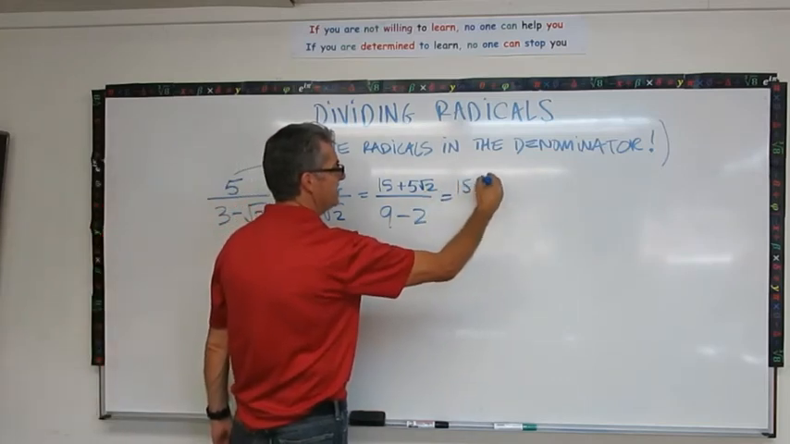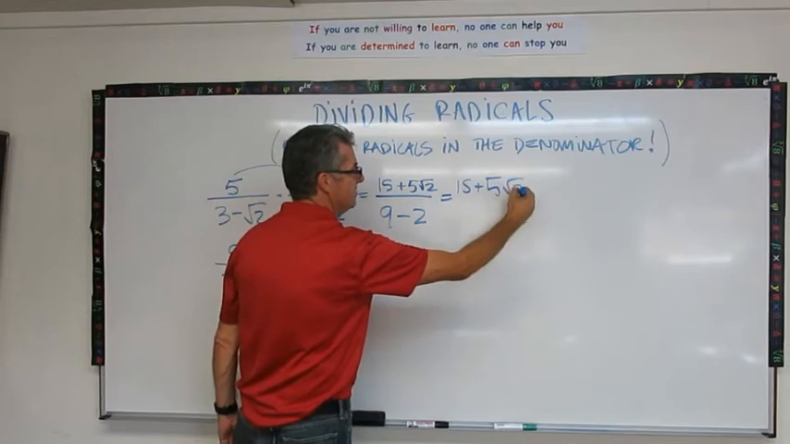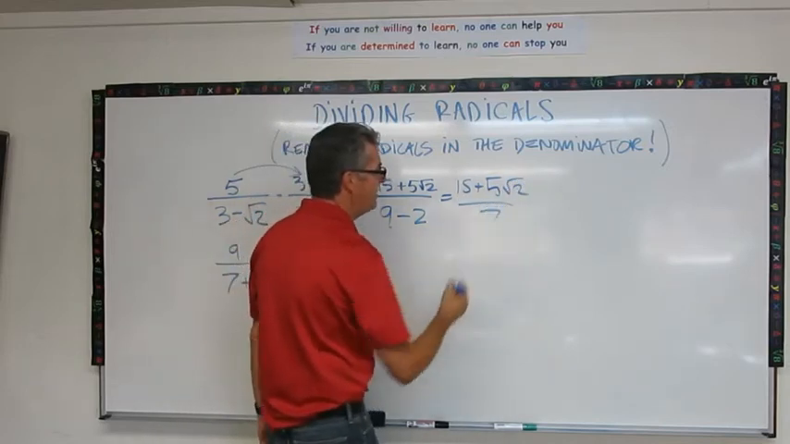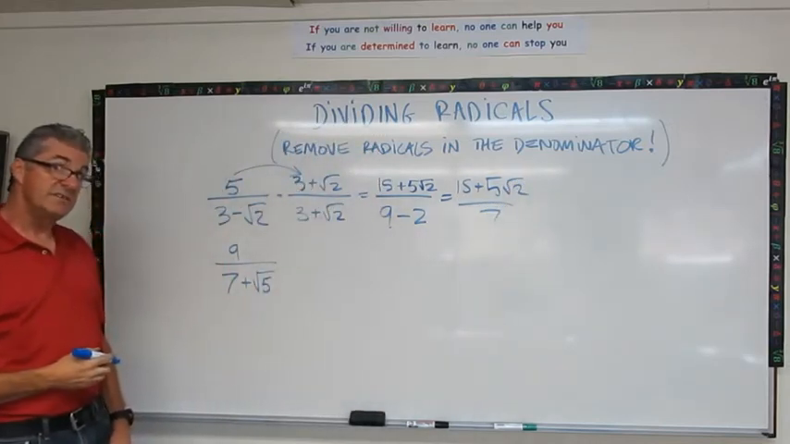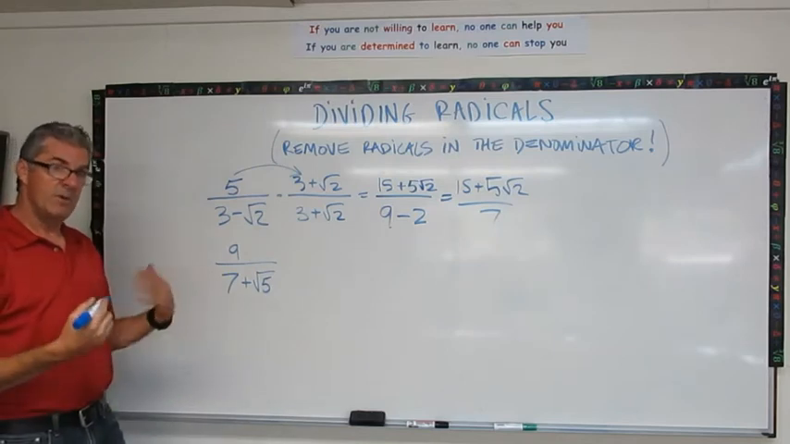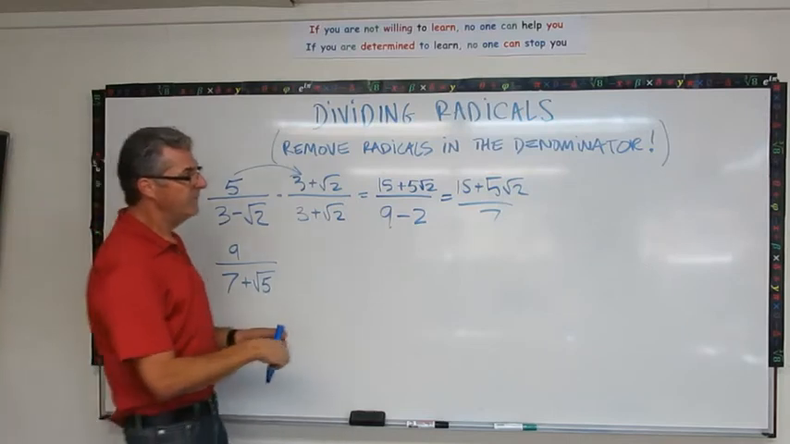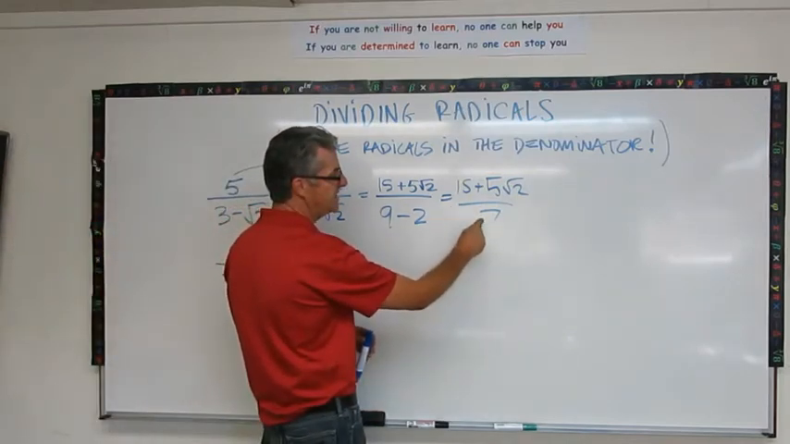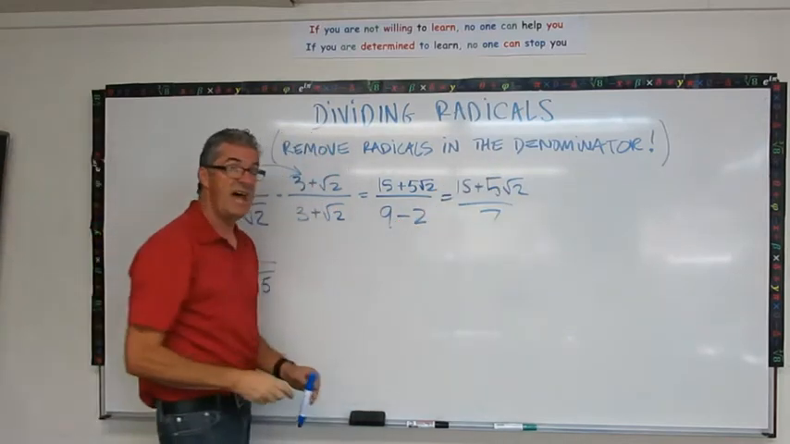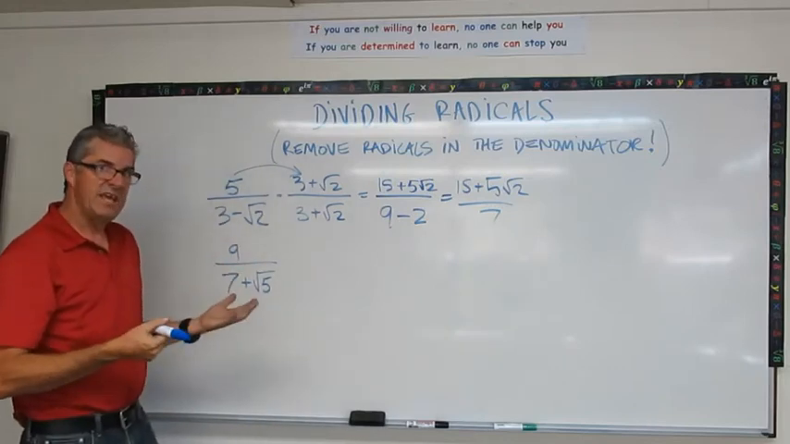15 plus 5 root 2 over 7. Now in this case we are done, but we might not be, and we'll do a later problem where we'll have to actually reduce a little more. If we can divide 7 into 15 and 7 into 5, we could reduce that down. In this case, we can't.